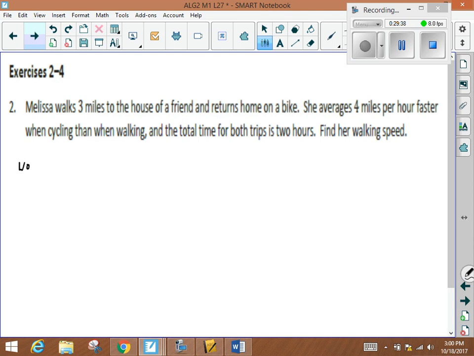so when she walks, we're going to have some distance. It's 3 miles, right? So our distance is 3 equals our rate. We're not sure. And we don't know. The total time for both trips is 2 hours. So she went faster on this one. So we'll call that time 1.